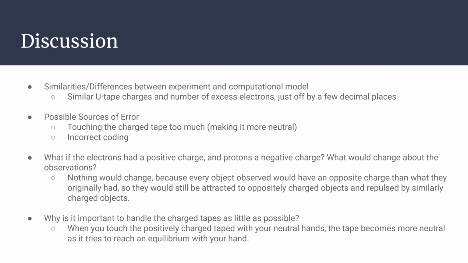If the electrons had a positive charge and protons had a negative charge, what would happen? Nothing would change because every object observed would just have the opposite charge of what it currently has. They'd still be attracted or repelled by the same things. So nothing would change besides the physical charge that they actually have.